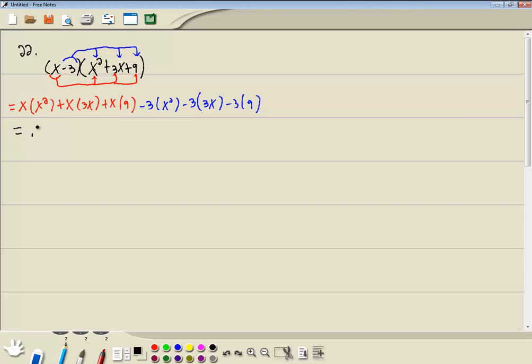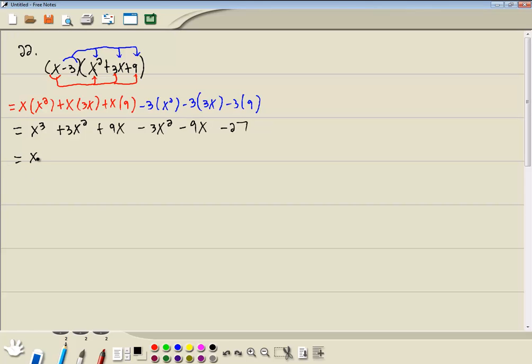Well, x times x squared gives us x to the third. X times 3x gives us 3x squared. X times 9 is 9x. Negative 3 times x squared is negative 3x squared. Negative 3 times 3x gives us negative 9x. And negative 3 times 9 gives us negative 27.